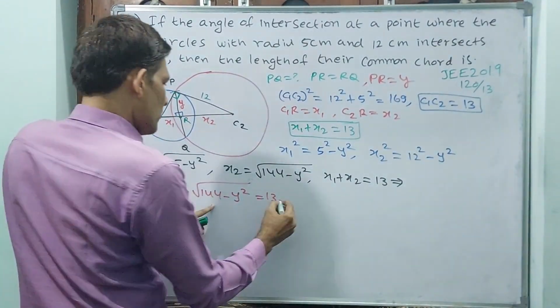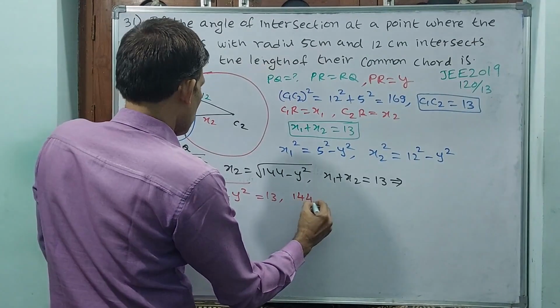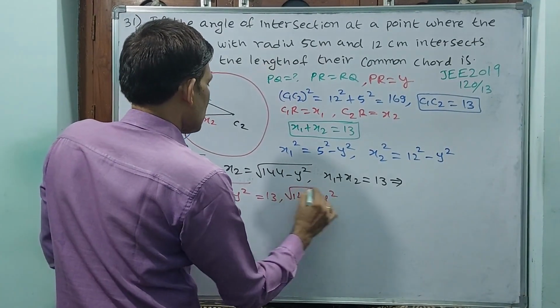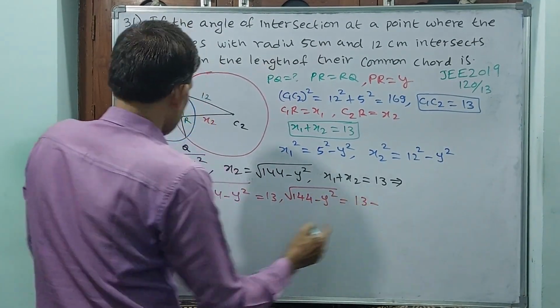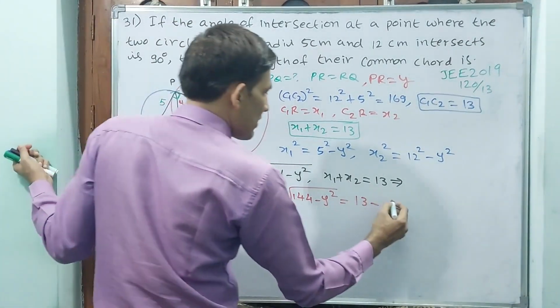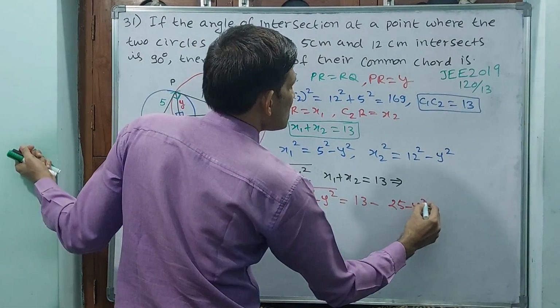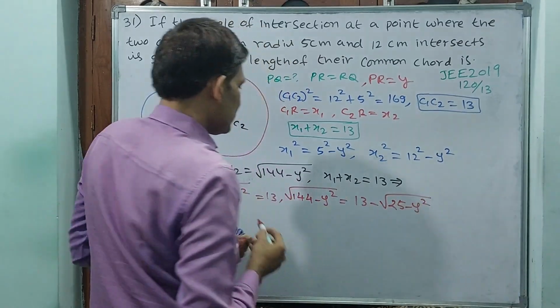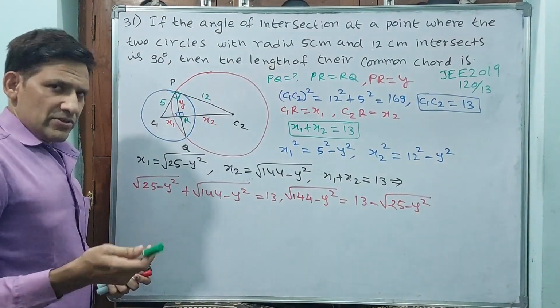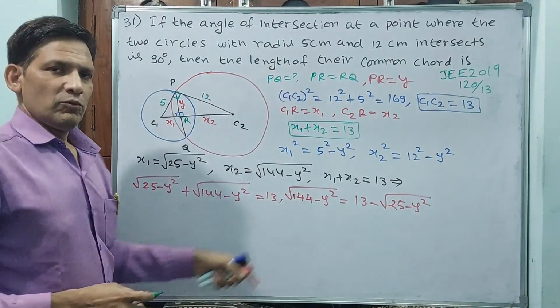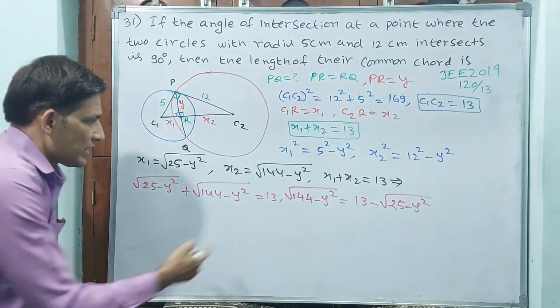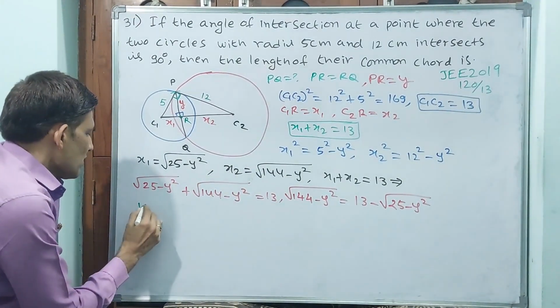See, 144, I will keep this side only. The square root of 144 minus y square is equal to 13 minus the square root of 25 minus y square. Naturally what we do, we will square on both sides. If I square on both sides, this root is going to disappear.